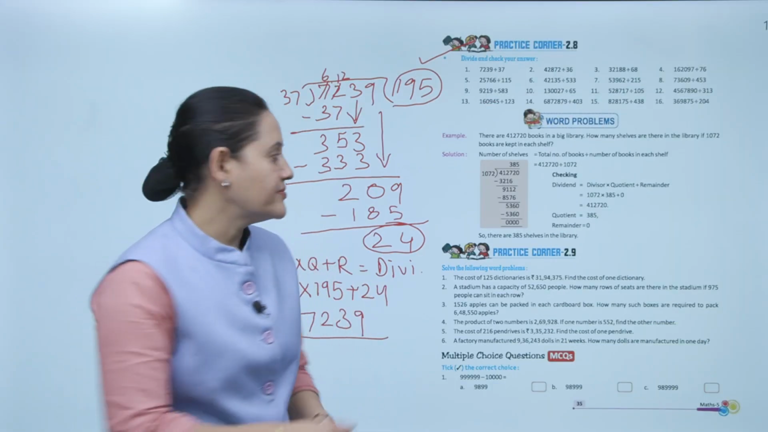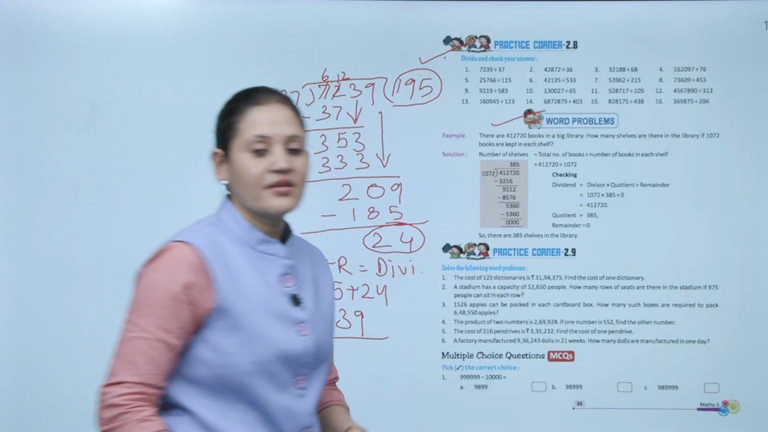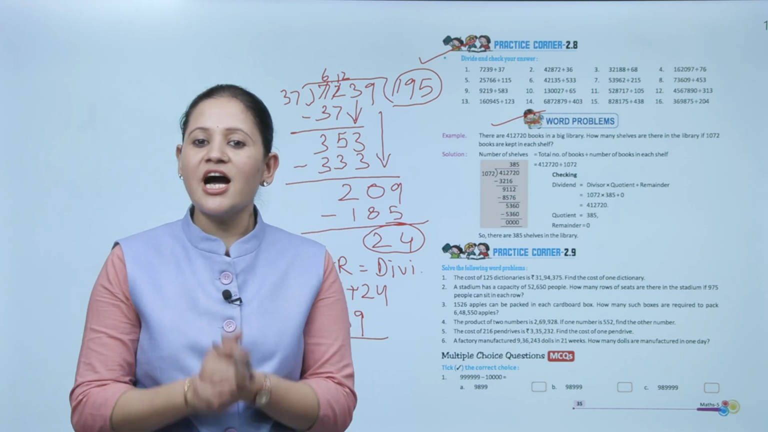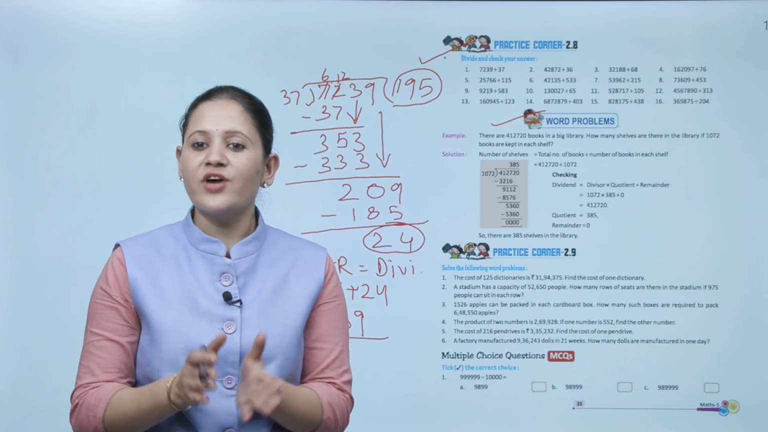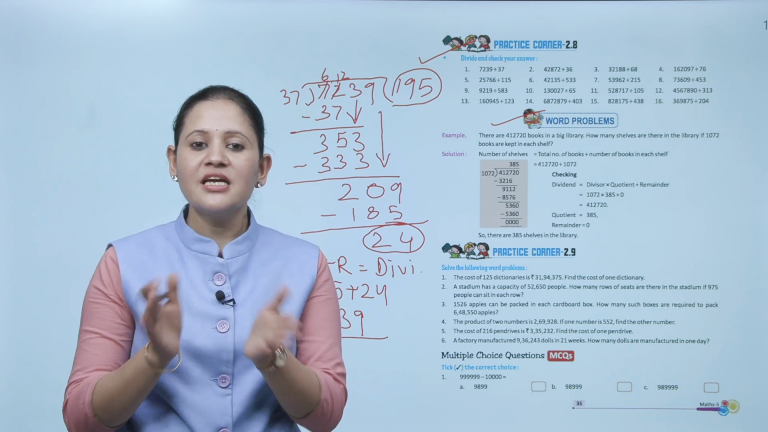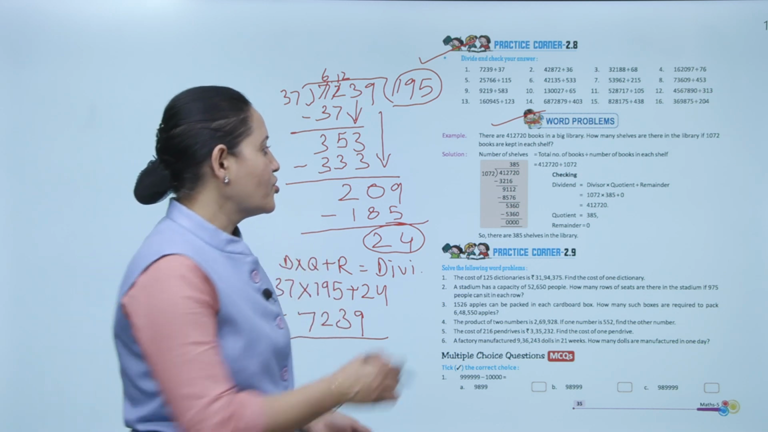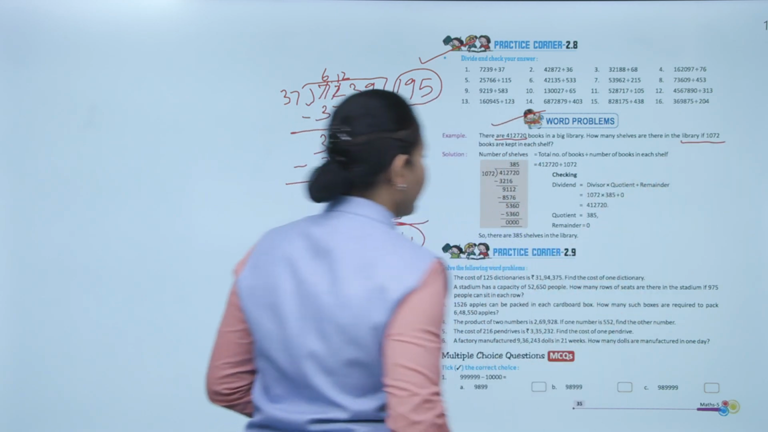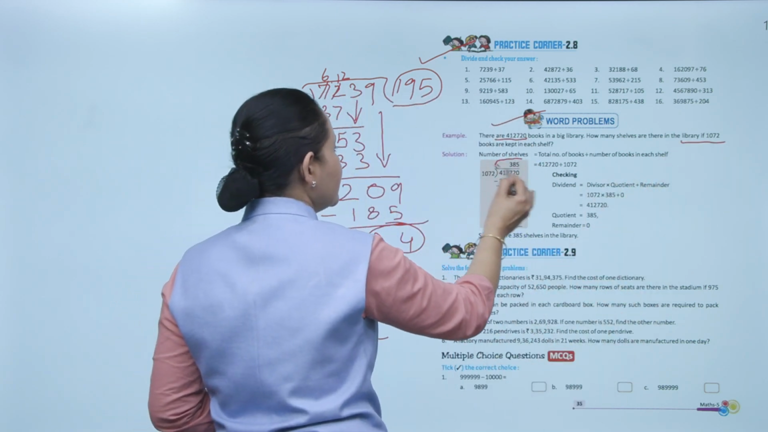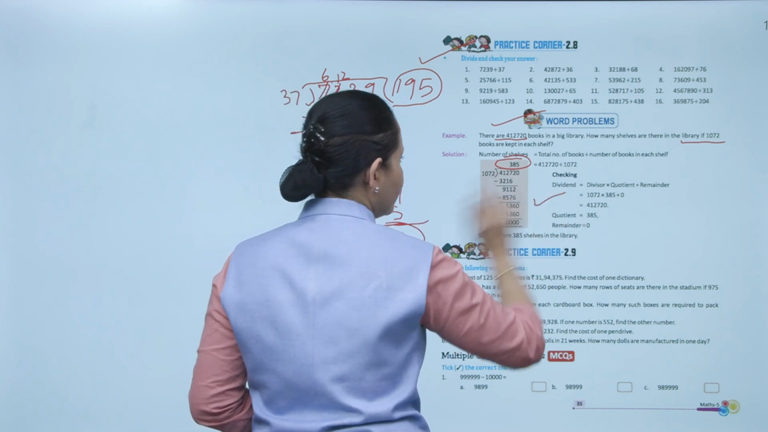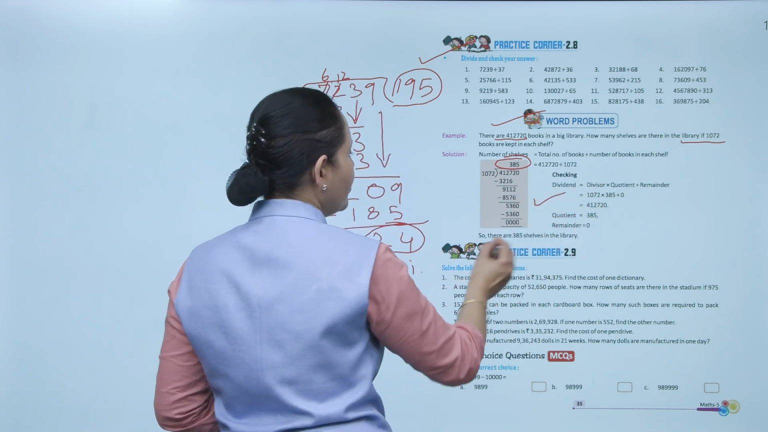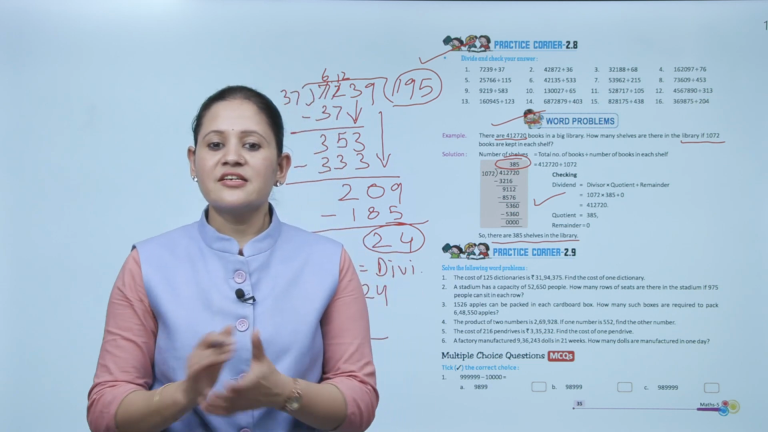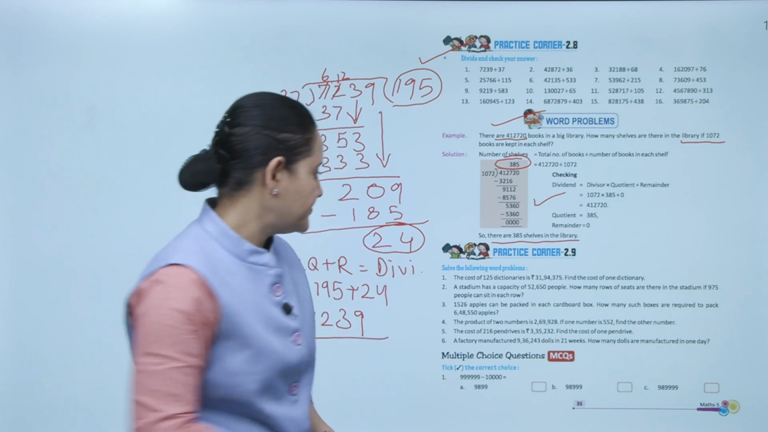Next is a word problem. There are 4,12,720 books in a big library. How many shelves are there in the library if 1,072 books are kept on each shelf? So total number of books को the number of books on each shelf से divide करेंगे. Answer is 385. We can check your answer like this. So the number of shelves हो जाएंगे 385. Clear?